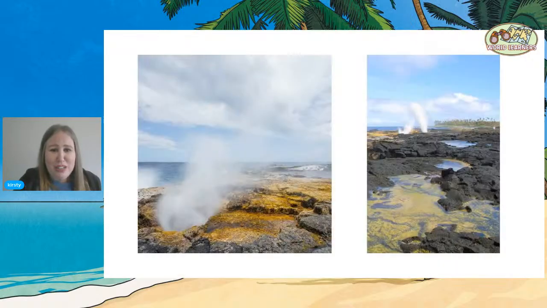It looks awesome. I think I've got some more pictures here of it. Sometimes locals will throw coconuts into the blowhole just before the wave hits. And then the coconuts are thrown in the air by the force of the water shooting into those lava tunnels. Amazing.